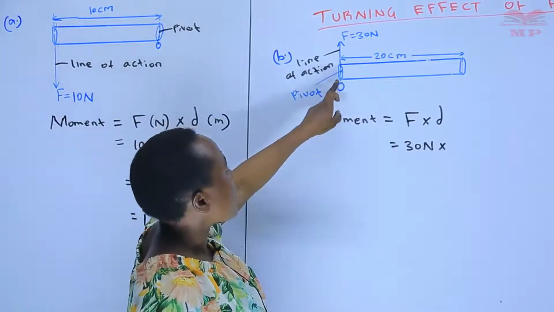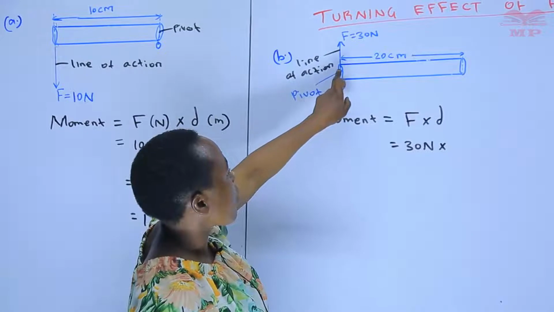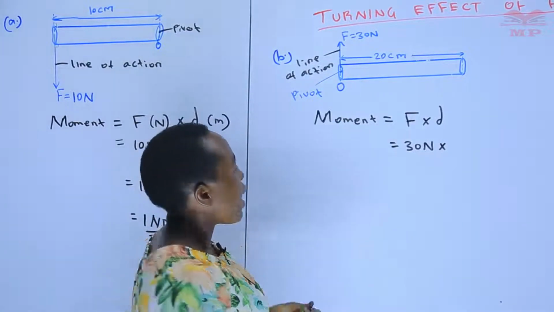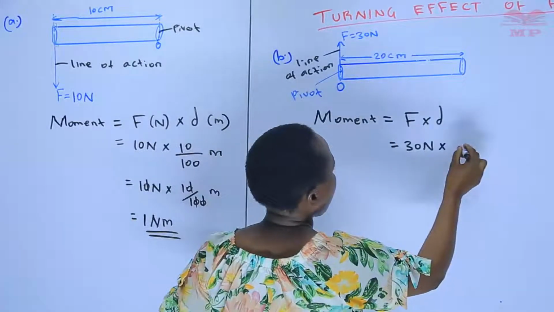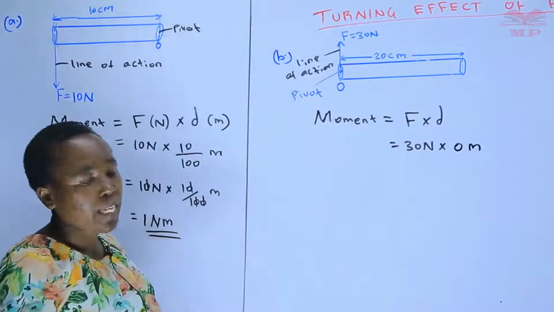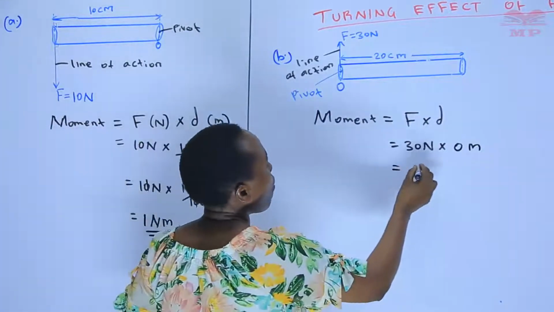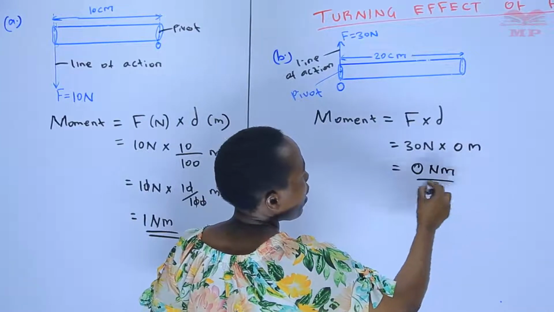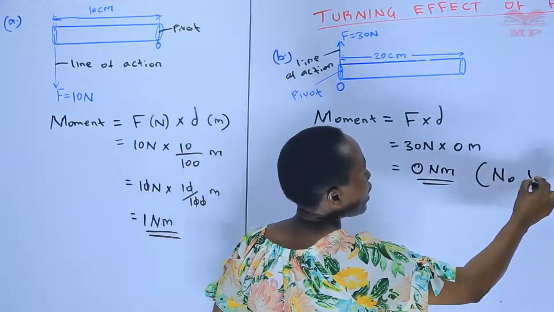The distance is 0 because the force is being applied at the point of support, and therefore the distance covered is 0 meters. We can talk of meters, 0 meters, and therefore our moment will be 0 Newton meters, meaning that there is no turning effect.